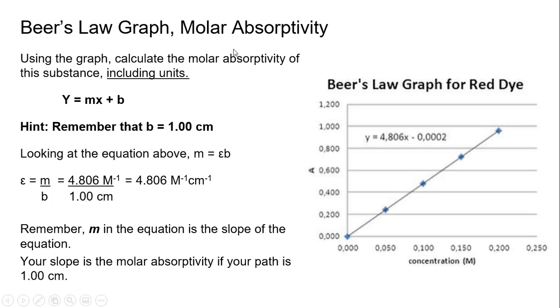Beer's law, molar absorptivity. So we're not done with this equation yet. We are being asked, and you may be asked in some parts of this, where is the molar absorptivity? So remember that B is 1.00 centimeters. Looking at the equation above, M is the slope. And how do you determine what the molar absorptivity is? You take the slope and you have it over B. If B is 1.00 centimeters, then the molar absorptivity is M.